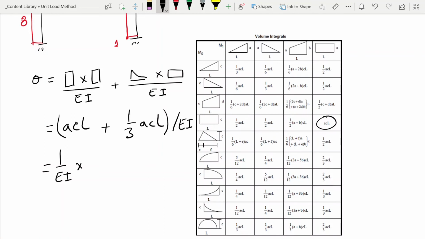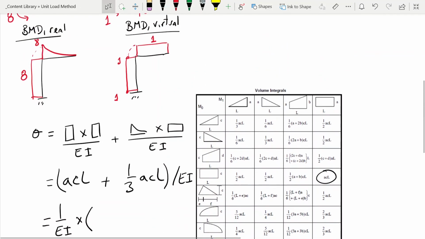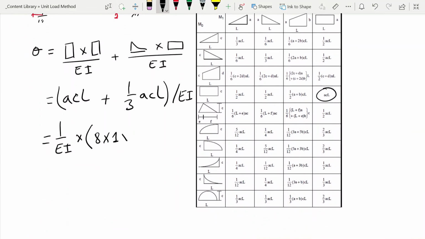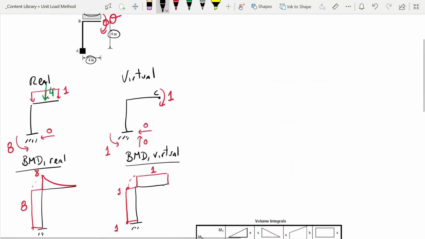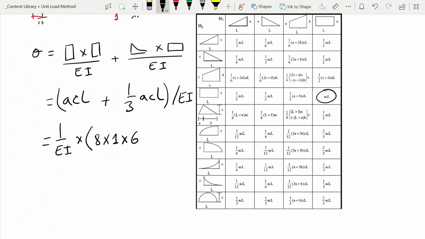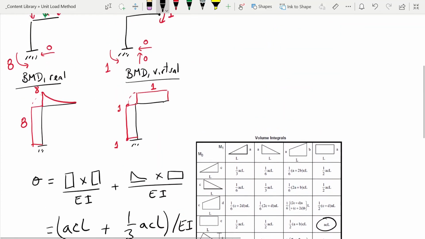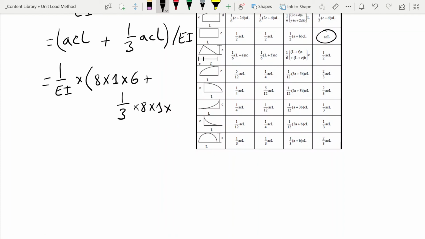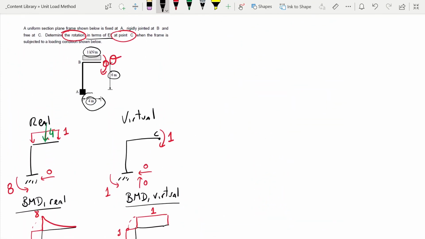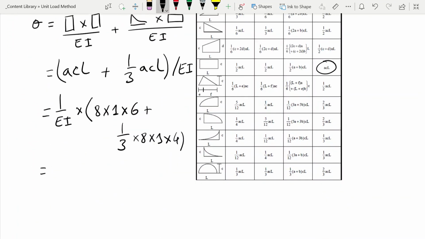And now ACL for the first case, let's look at the squares. So it will be 8 times 1, that's the value of A and C, and then the length, we need to go and figure it out, so that's 6 meters. So 8 times 1 times 6 plus, and now 1 over 3, and now ACL will be 1 and 8 again. And now the value of L for the beam will be 4 meters. So it's this dimension there. If you put this in the calculator, we get this is 176 divided by 3 EI.